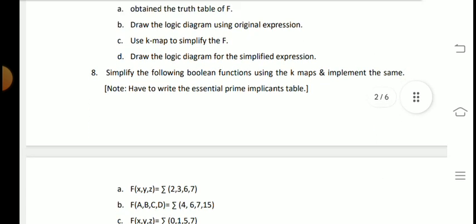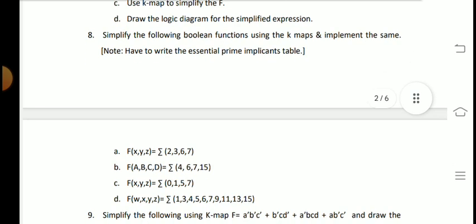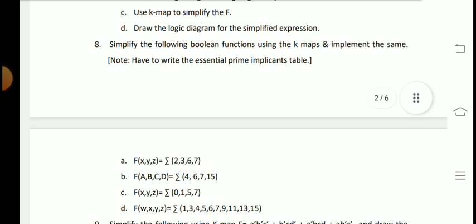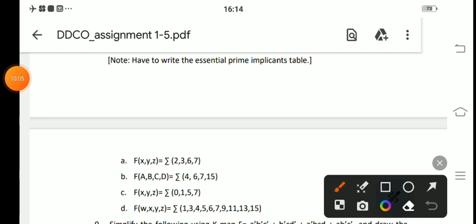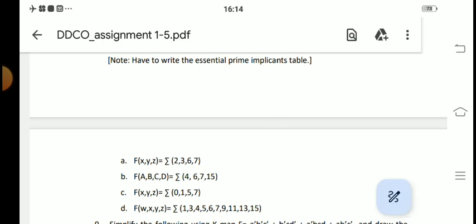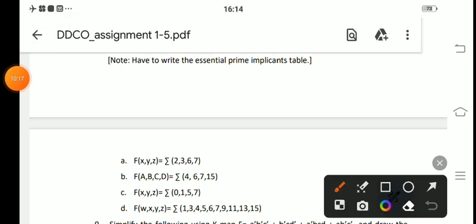Next, simplify the Boolean expression. Simplify the following Boolean functions using K-map and implement the same. Here I have given a note saying you have to use the essential prime implicants table. In my college, while I was teaching, I told the students to write the implicants table for each. In my videos also I have shown how to write the implicants table. So use the same format, it will be very good, so that the evaluator who is evaluating your paper will get a crisp idea that yes, you know the concepts, and that's why you have written like this.